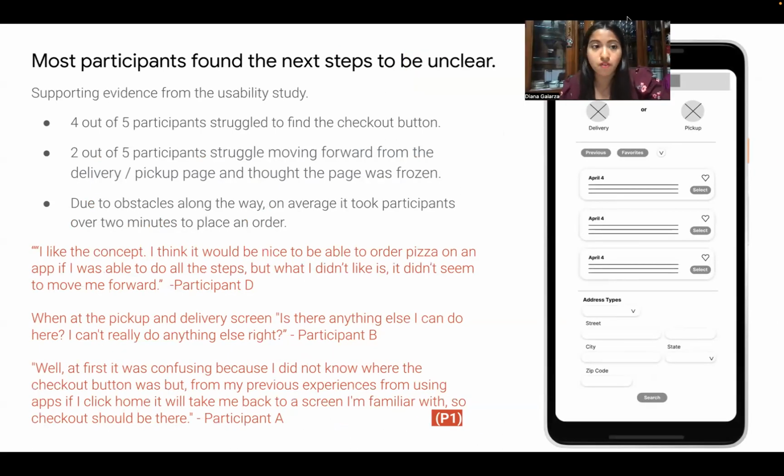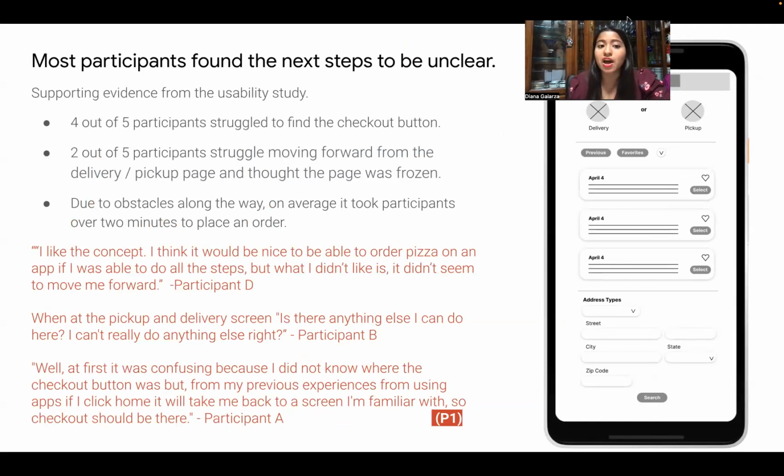Another theme that we found was that most participants found the next step to be unclear. So these 2 themes that we have spoken about are all of high priority, because without being able to click on buttons and without users knowing the next step, you don't reach the finish line. You aren't able to place that order.